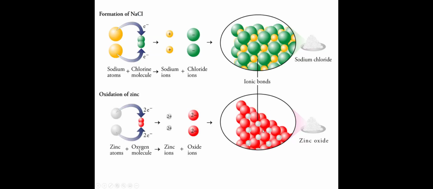Let's look at another example. So we've already talked about here forming sodium chloride, and we saw that the sodium was being oxidized and the chlorine reduced. How about this case? The zinc is going from neutral to 2+ charge, so the metal is being oxidized. Oxygen is accepting electrons from zinc, so oxygen is being reduced. Its charge is decreasing.